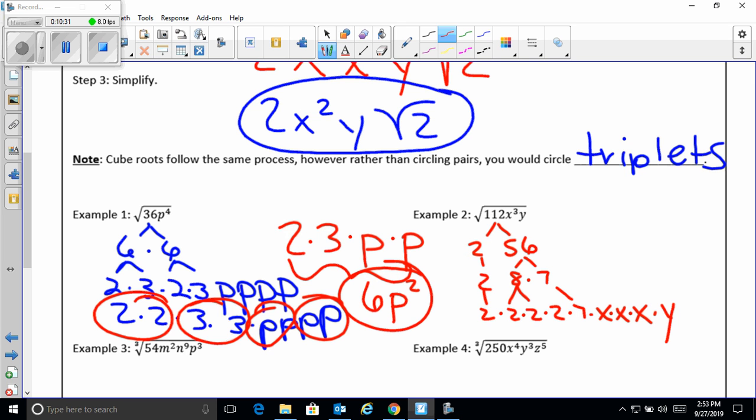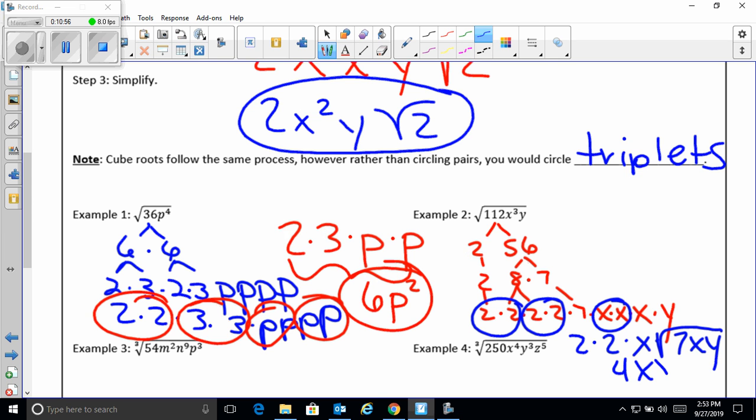This is a square root, so we look for pairs. Pair of 2's, pair of 2's, pair of x's. So what comes out? A 2 comes out, a 2 comes out, an x comes out. That's it for coming out. What stays in? 7, an x, and the y. Now I've got to clean up the outside, because I have 2 times 2. 2 times 2 is 4, 4x on the outside, on the inside 7xy.